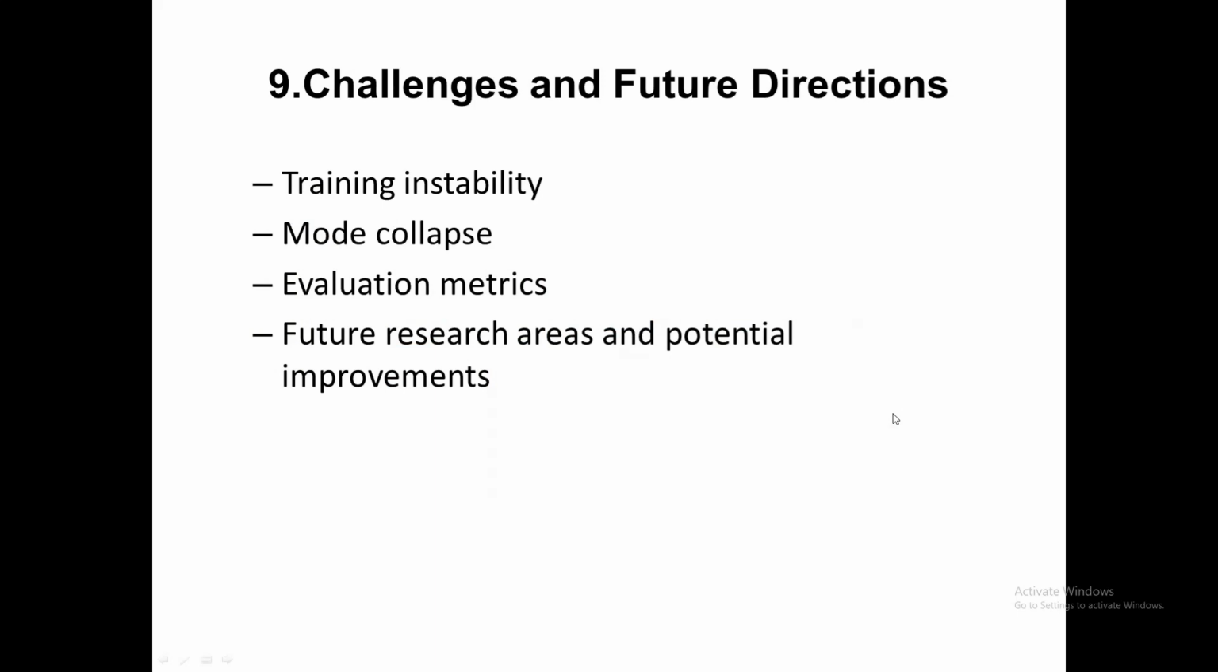Then challenges and future directions. Training instability means it takes more time to train the discriminator and the generator. Then mode collapse. Mode collapse is when the generator keeps generating the same images. So this is mode collapse, and this is one of the research issues or challenges in the GAN model. Then evaluation metrics are needed. Then future research areas and potential improvements are needed.